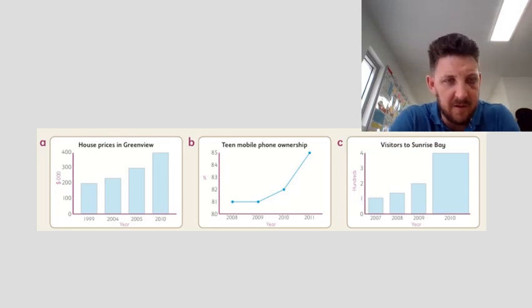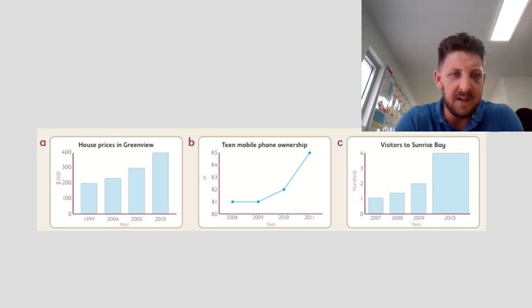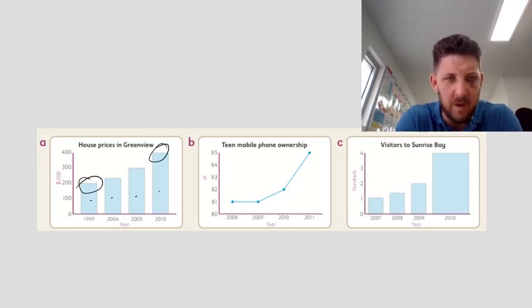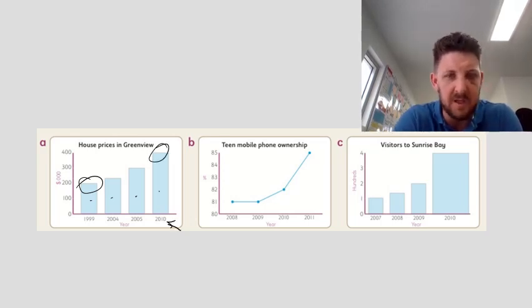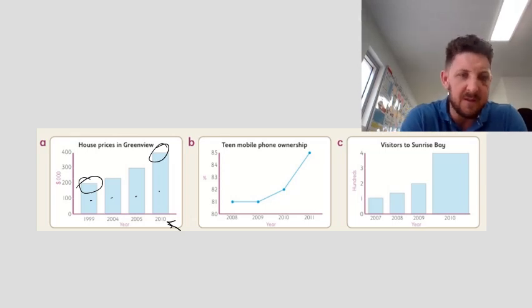Okay, let's have a look at the first one here. House prices in Greenview. Now you can see here that it's going up in thousands. It's 100,000, 200,000, 300,000, 400,000. You can see that in each of these 4 columns, it is getting larger. So we've gone from being 200,000 to being 400,000. Now the part that's misleading is the fact it doesn't show all the years. So straight away, the misleading part is the years, down the bottom here.